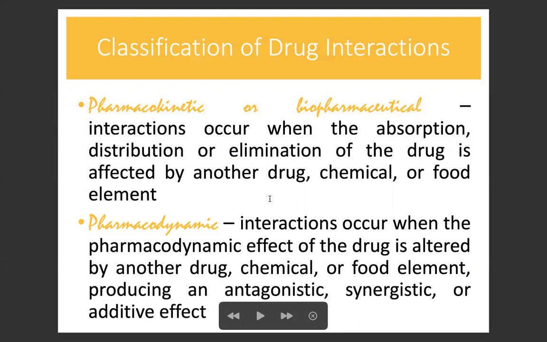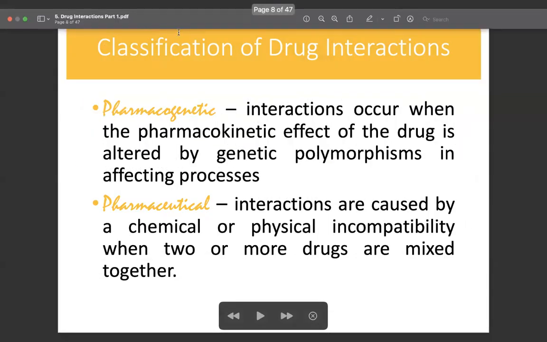So again, interactions occur when the absorption, distribution, or elimination of the drug is affected by another drug, chemical, or food element. For pharmacodynamic, interactions occur when the pharmacodynamic effect of the drug is altered by another drug, a chemical, or food element, producing an antagonistic, synergistic, or additive effect.